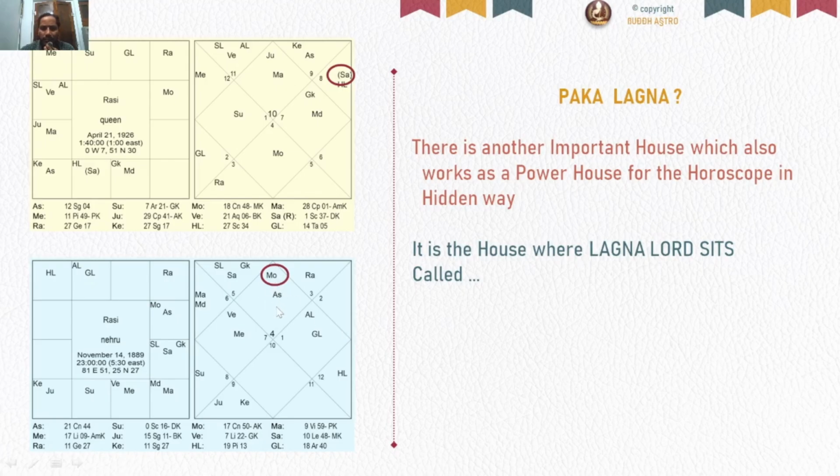Because Moon is showing the effect of Lagna as well as Paka Lagna. So it becomes double powerful, or we can say it works as a double powerhouse. So remember this point, Paka Lagna. Where the Lagna Lord sits, that house is known as Paka Lagna. Here Lagna Lord Saturn is sitting in the 11th house. So the 11th house becomes the Paka Lagna. Here Lagna Lord is Moon sitting in the Lagna also. So here Lagna itself becomes the Paka Lagna.